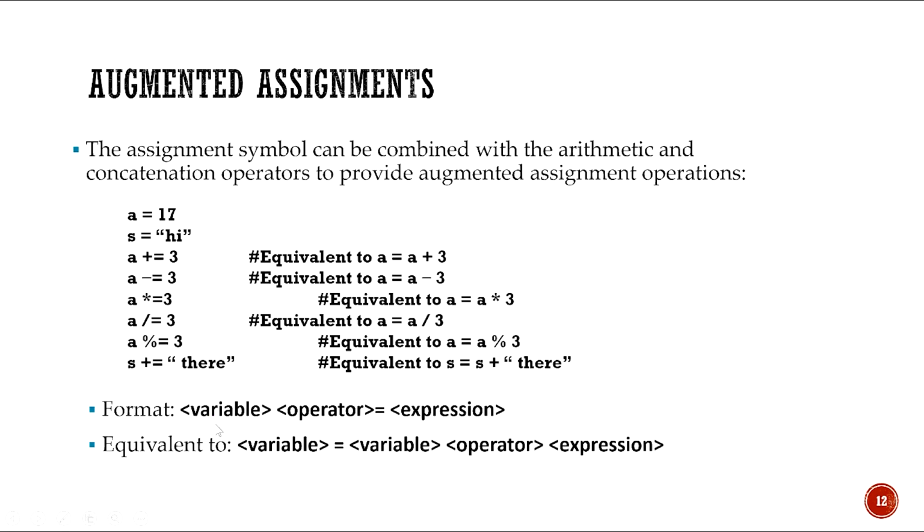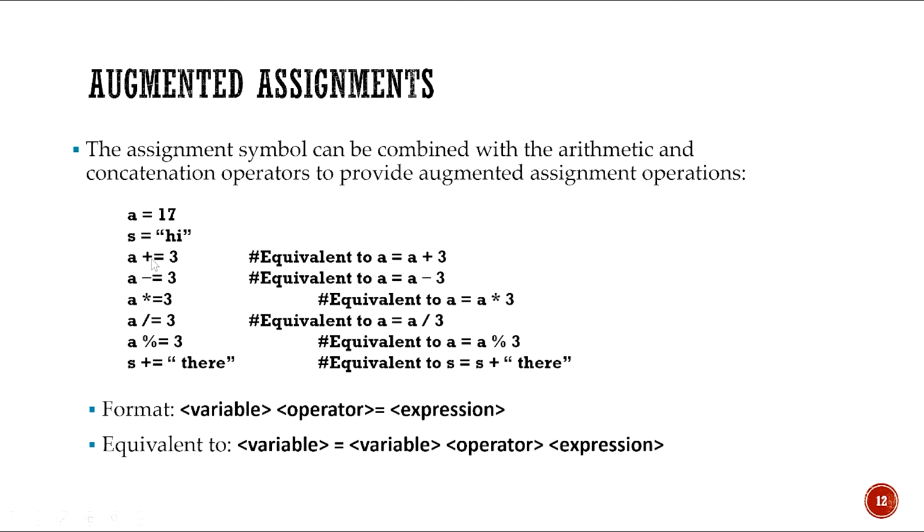We also have augmented assignments. With assignment, we can assign values to variables, for example, a equal to 17 or s equal to "hi", which is a string. The assignment symbol can be combined with the arithmetic and concatenation operators to provide augmented assignment operations. Many coders use augmented assignment. It's a short version. Here you can see several examples.